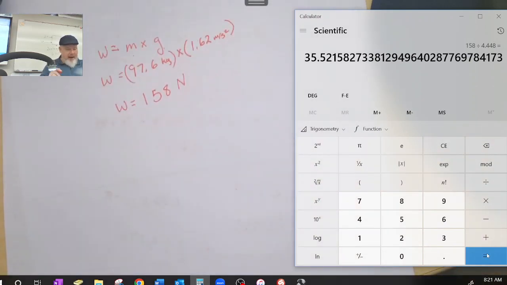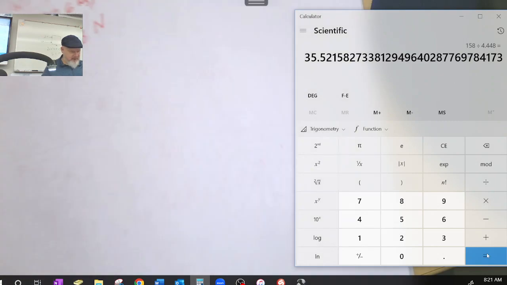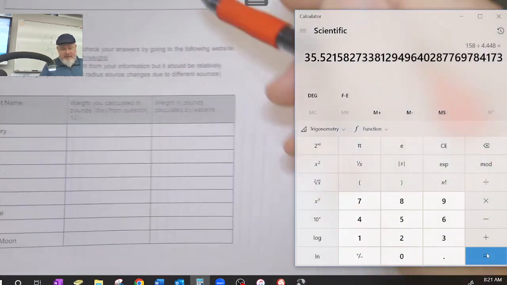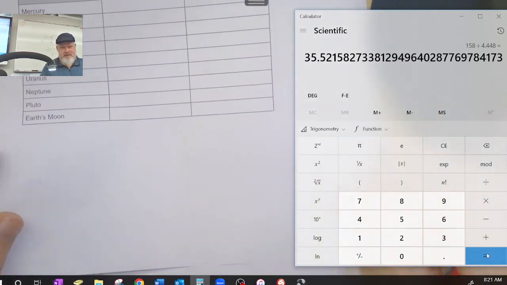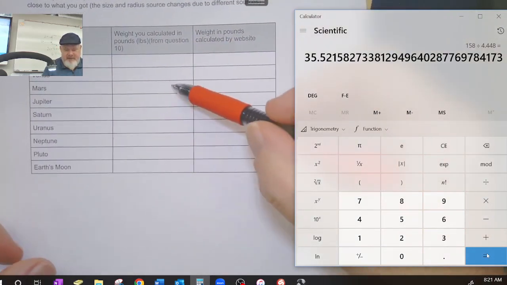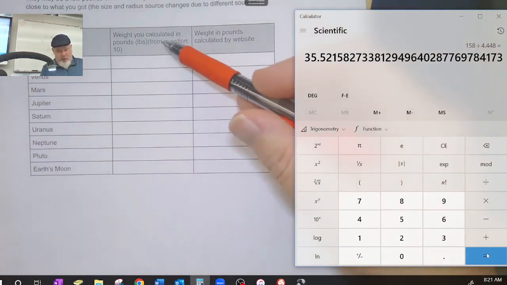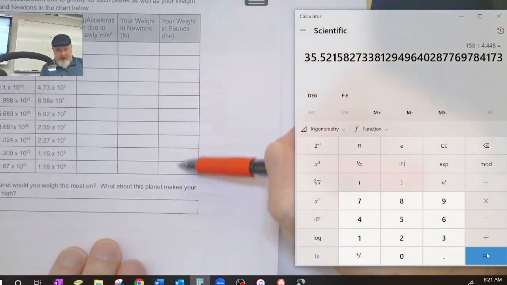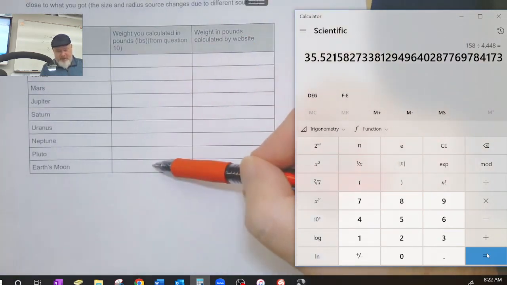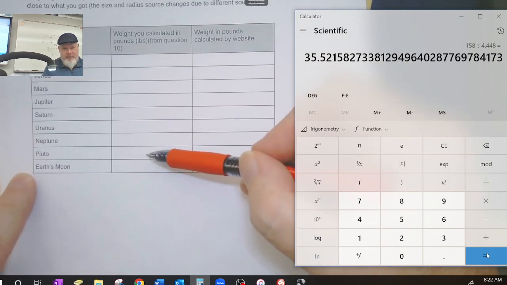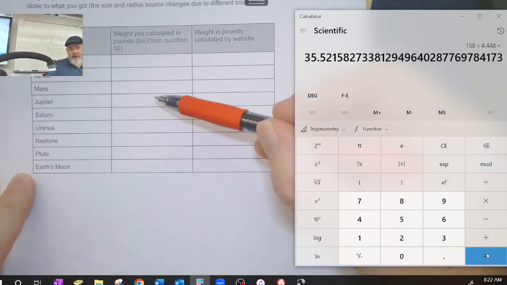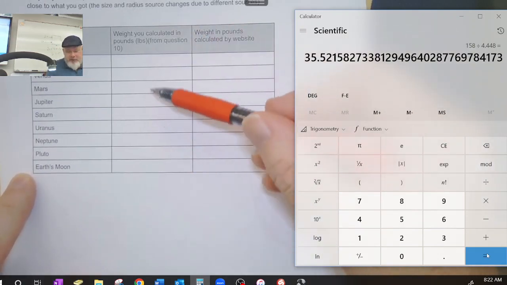From there, you have a couple more questions to answer. I'm going on to the next page. I lost my next page. Oh, it's way over here. And on the final page, there's a few questions to answer. And then this last part, don't be freaked out by this part. This part's really easy. You're just going to take your weight in pounds, which is right here, and transfer it over here. Now notice I got rid of a few of the planets. You'll find out why when you go to do the lab.